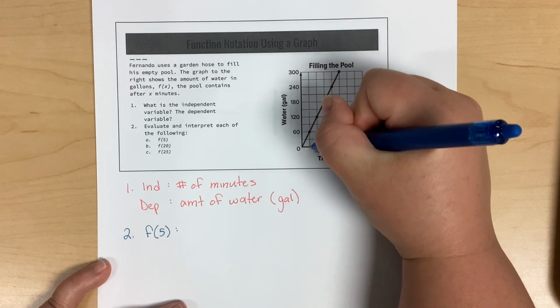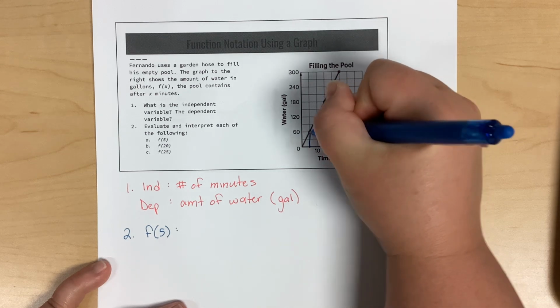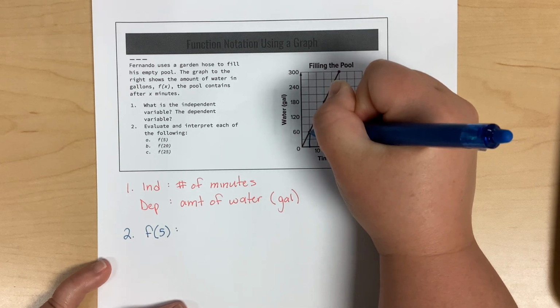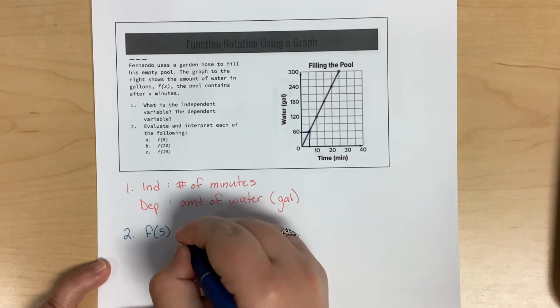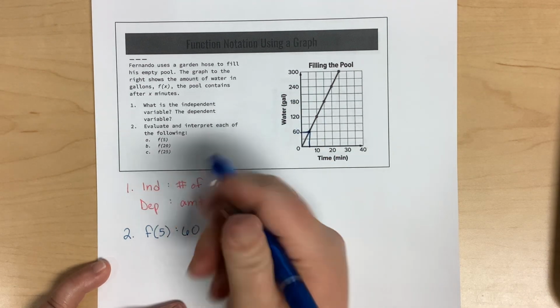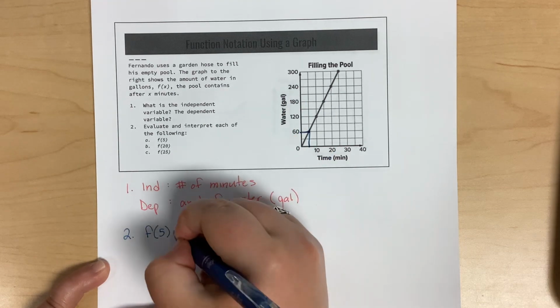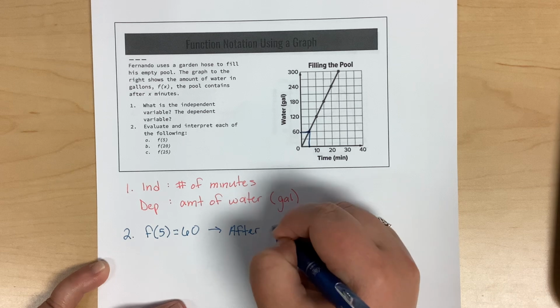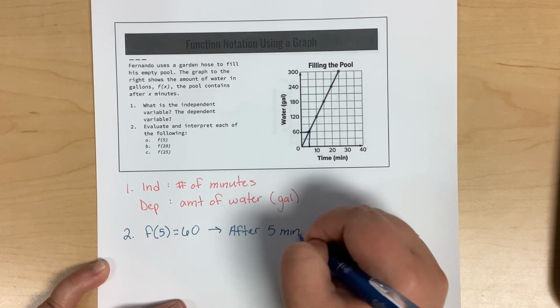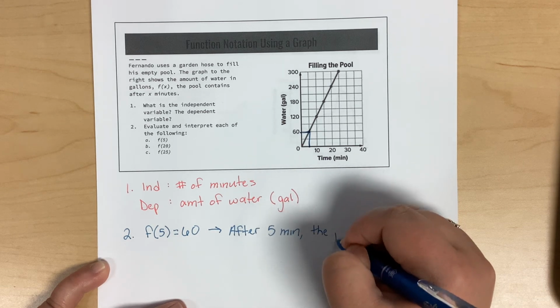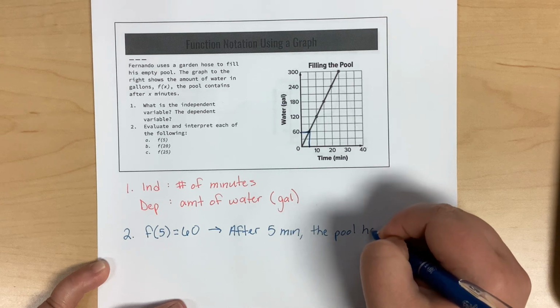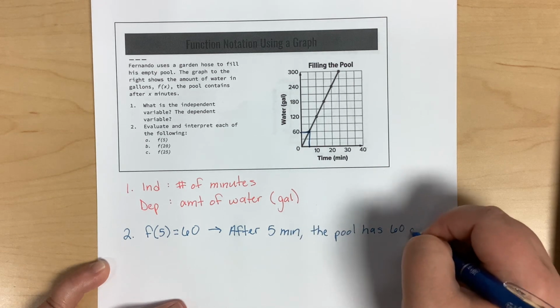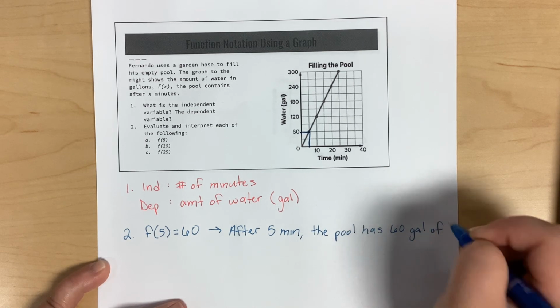What I'm going to do is go up until I hit the graph, and then figure out what amount of water is in the pool at that time. Well, I get 60. So f of 5 equals 60. So what that means is after 5 minutes, the pool has 60 gallons of water.